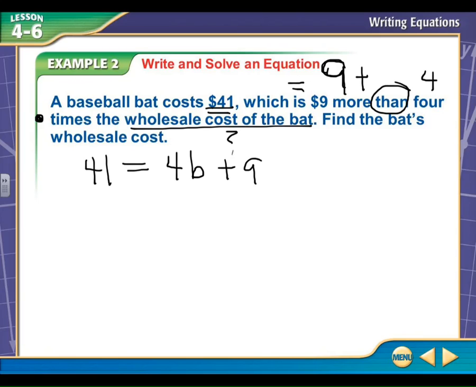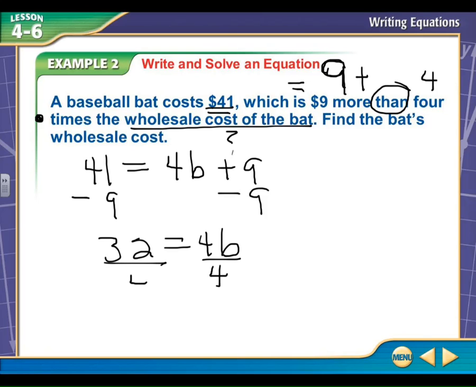Now I'm going to solve it. So if I subtract 9 from both sides, 41 minus 9 is 32 equals 4B. Now I'm going to divide both sides by 4, and I find out that the wholesale cost of the bat is $8.